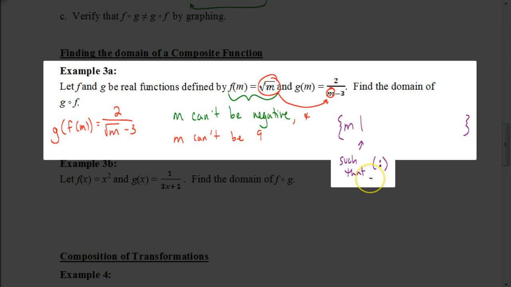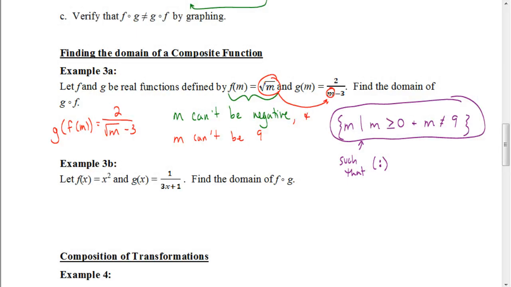Following the "such that," we're going to put our limits on it, saying that m can't be negative. The way that we write that is m is greater than or equal to 0. We wouldn't just say m is greater than 0, because we can include 0; I can take the square root of 0 and just get 0. So m is greater than or equal to 0, and m can't be equal to 9, so m is not equal to 9. This would be our answer, our domain: the set of numbers where m is greater than or equal to 0 and m is not equal to 9.